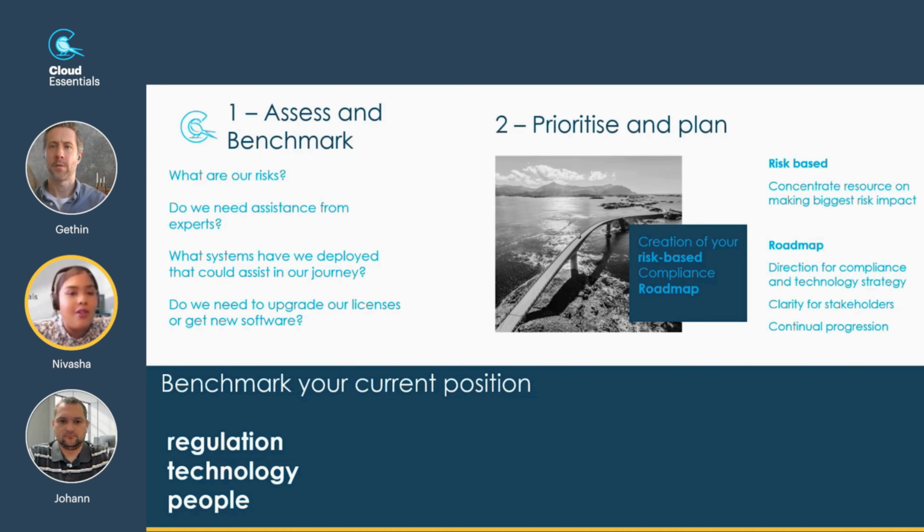That information then goes through to our step 2, which is to prioritize and plan. Here we take a risk-based approach towards your deployment, but also towards creating a risk-based compliance roadmap. So what that does is it takes into consideration all the priorities you identified under our step 1 to create a risk-based approach in how you go about your technology and control deployment. And that is what we call the creation of this compliance roadmap.